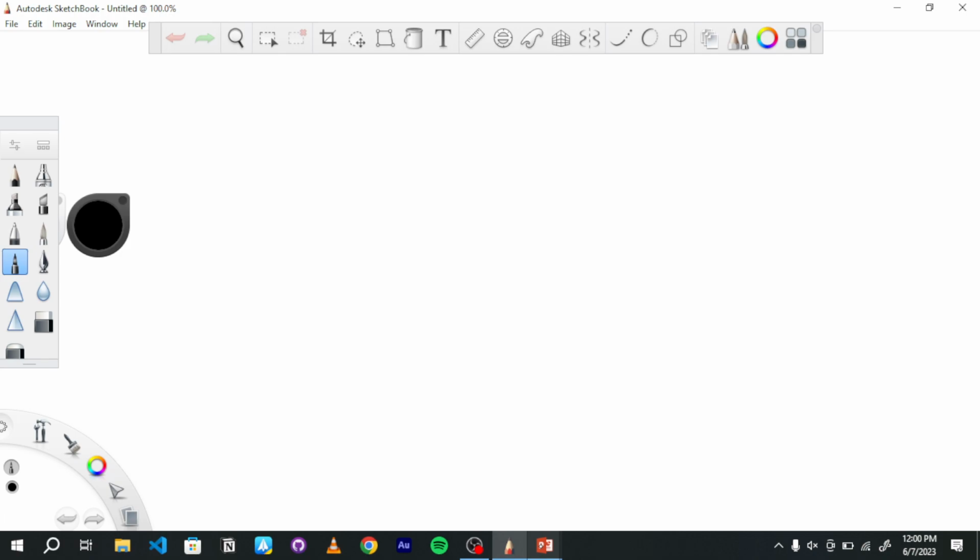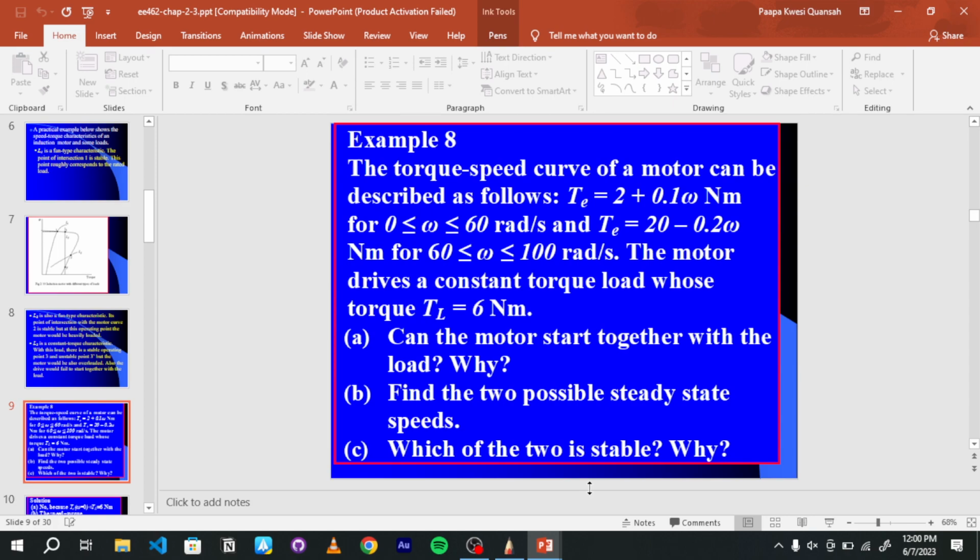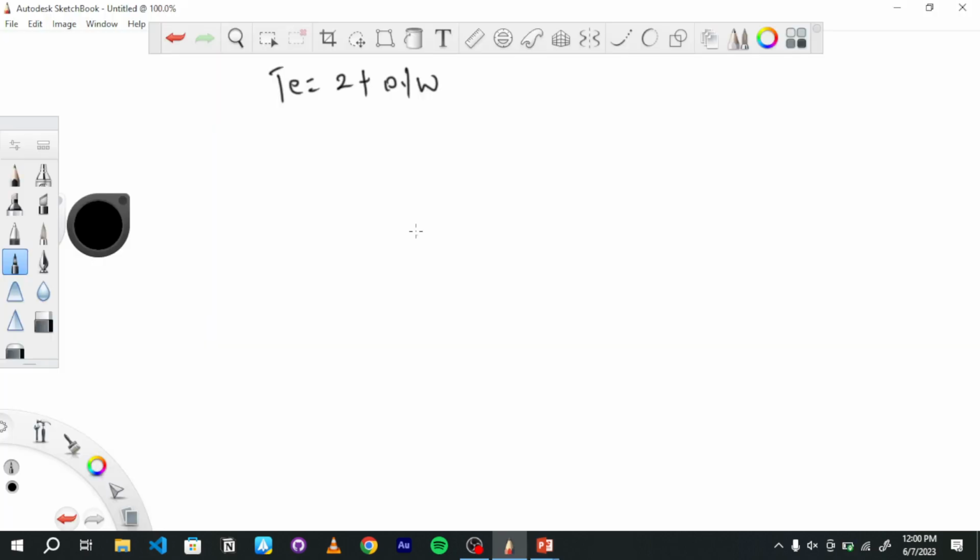Okay, the torque speed curve of a motor can be described. We've been given T as 2 plus 0.1 omega, for a range of omega from 0 to 6, inclusive. This is the electric torque.